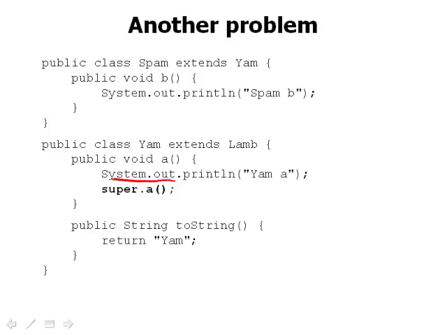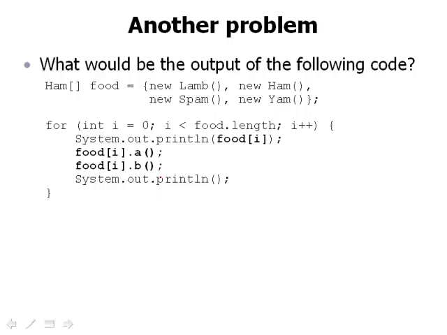Here's another thing that's tricky in this code. This yam class is calling a superclass's version of the A method by using the super keyword. So that might also make our output a little more tricky to figure out. So here's a piece of client code that uses these things. We create an array where element 0 is a lamb, and element 1 is a ham, and element 2 is a spam, and element 3 is a yam, and then we loop over them and ask for the output of their toString and A and B methods here. So how do we figure this out?